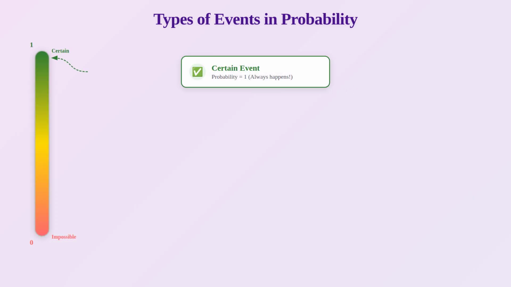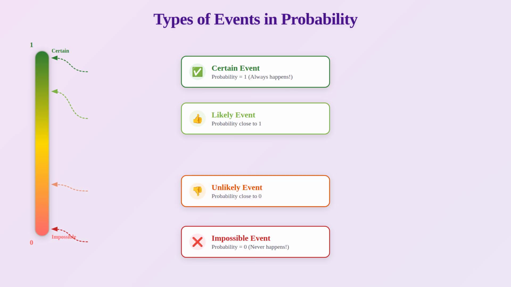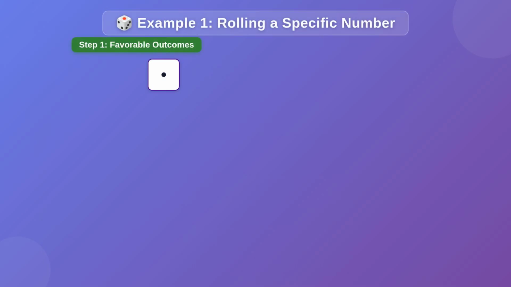Now, let's talk about the different types of events. A certain event has a probability of 1. It always happens, like rolling a number less than 10 on a regular die. Guaranteed. An impossible event has a probability of 0. It never happens, like rolling an 8 on a six-sided die. No way. Events that are likely have probabilities closer to 1, and unlikely events have probabilities closer to 0. Maya realized that even without calculating, you can make smart guesses just by thinking about whether something is likely or unlikely. That intuition plus the formula? Unstoppable combo.